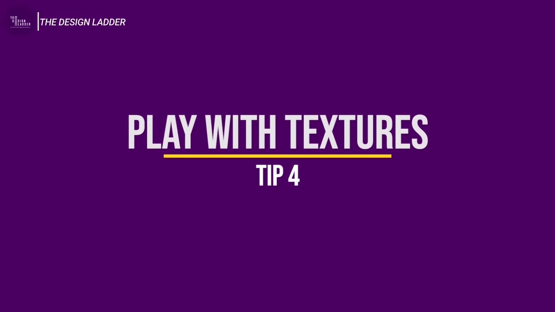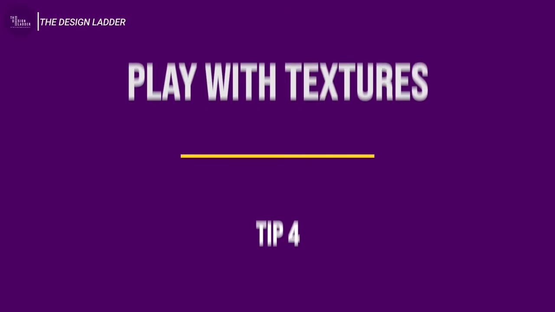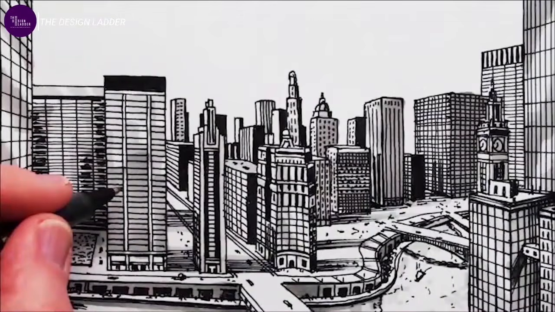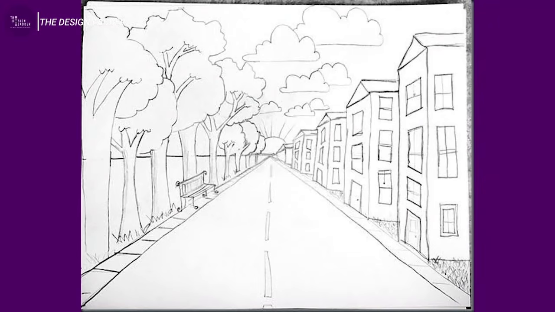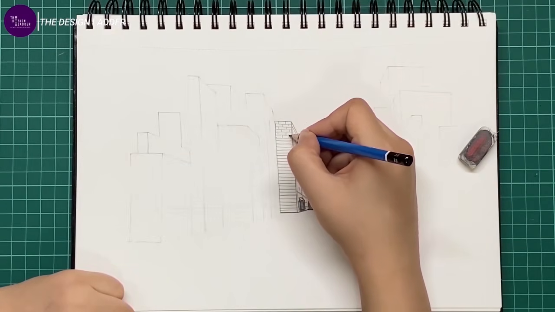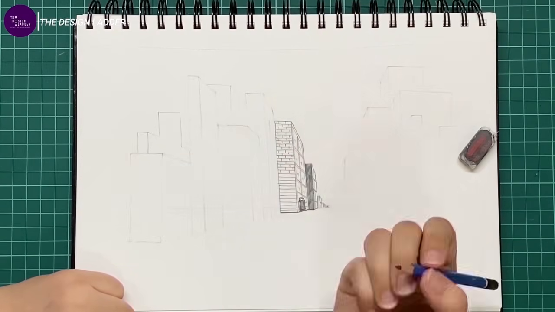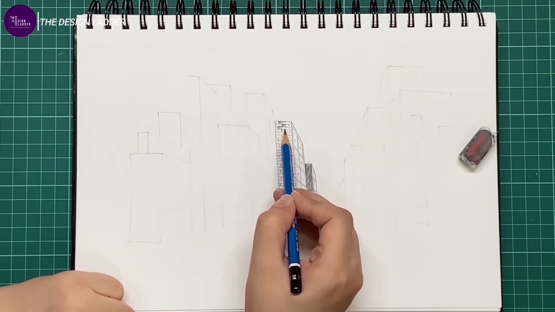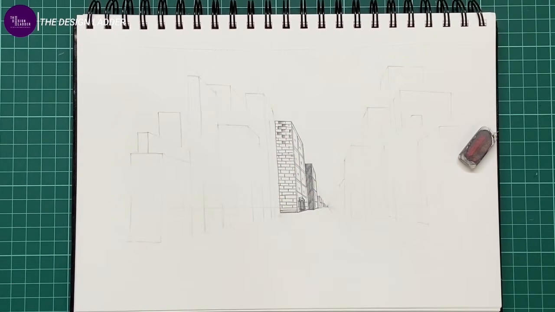Tip number 4 is play with textures. Have you ever wondered why some perspective drawings look so interesting and others look so boring and monotonous? This is because of the detailing part. If you place different textures, play around with different kind of windows and doors on the buildings, it makes your perspective drawings look very appealing. So now I'll tell you how to do that.